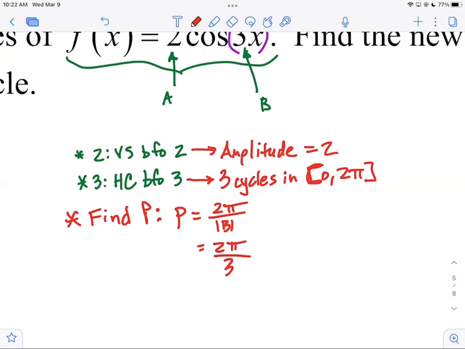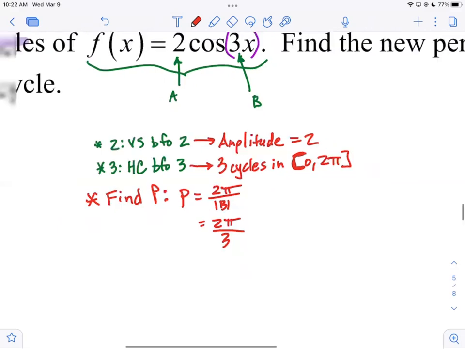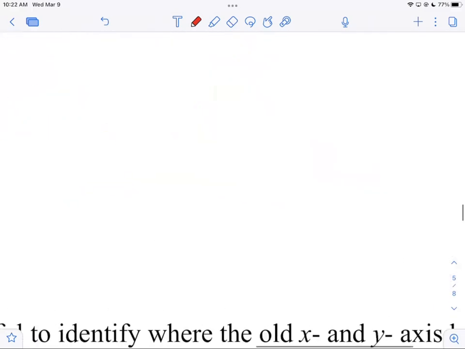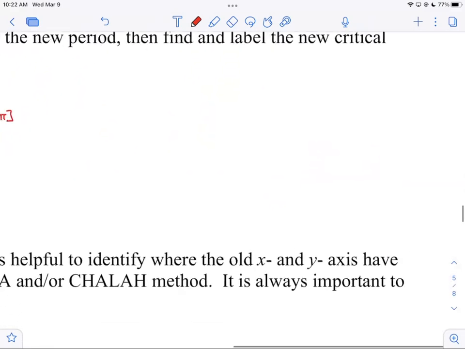All right. I think we're ready to sketch it, right? This is going to be an easy one to sketch because there is no horizontal shift. If there's ever a horizontal shift or a phase shift, that one's going to be a little bit different, okay? But this one, we're ready to go. So let's come over here now, and we're going to create the graph.